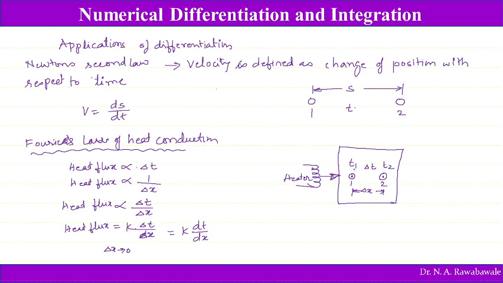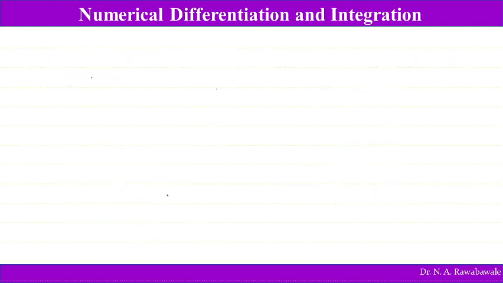So assuming that this change in the distance x is very small, what will be the change in the temperature for that small distance? That is known as heat flux. So heat flux can be obtained using differentiation. So these are a few applications of differentiation. This is how we are using differentiation to find out the various rates in our day-to-day applications. Now, what are the applications of integration?